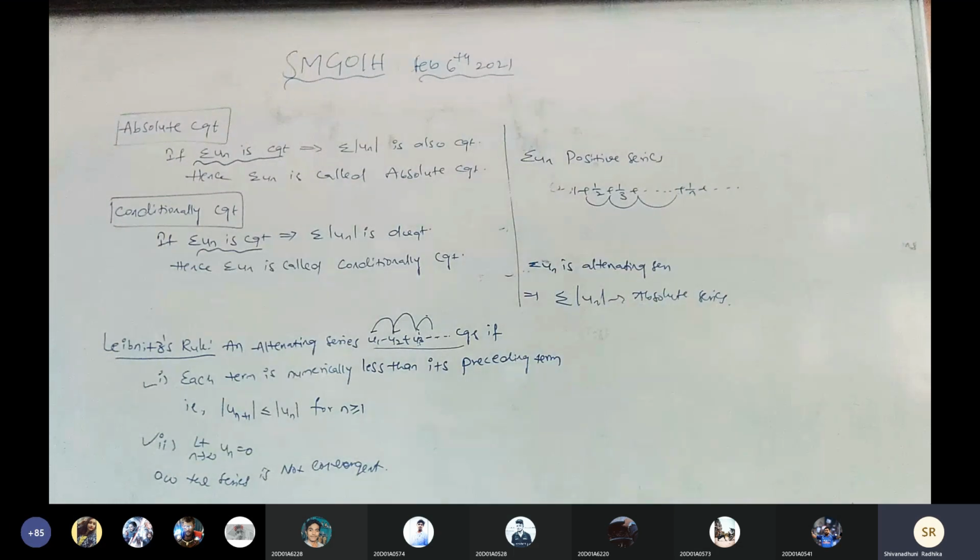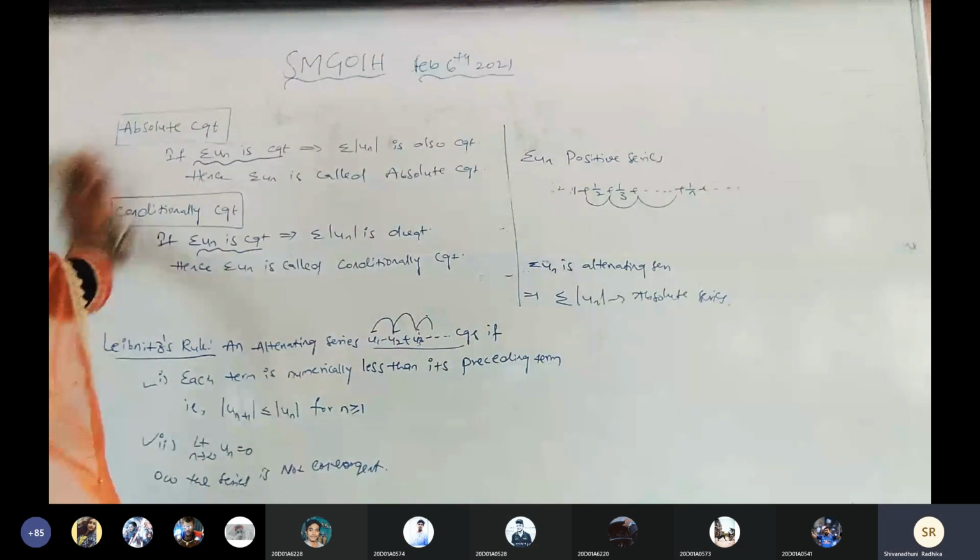What is the alternate series? If summation un is the alternate series. What is the absolute series? Summation mod un is the absolute series. Is it clear? Clear, ma'am.